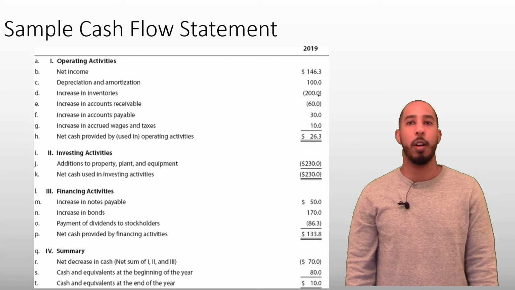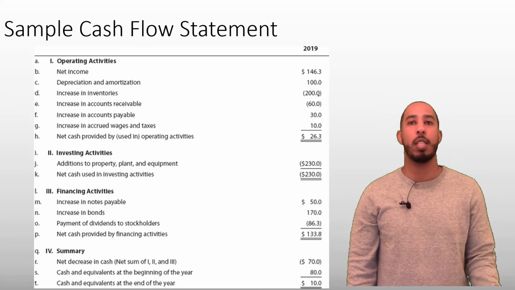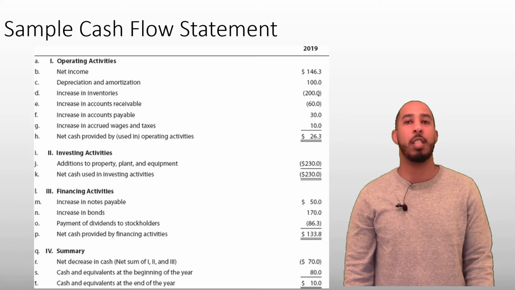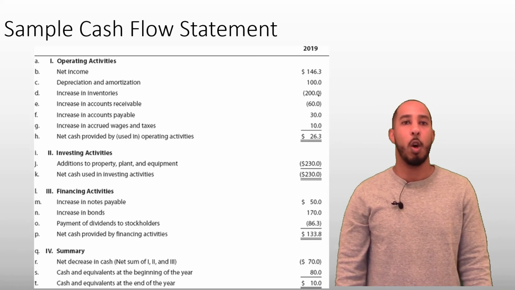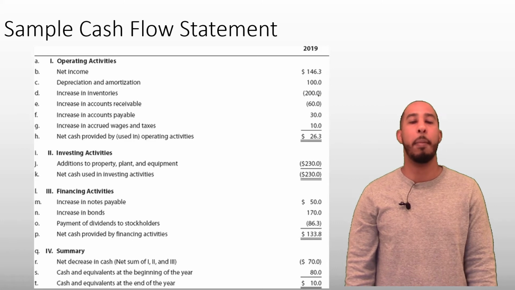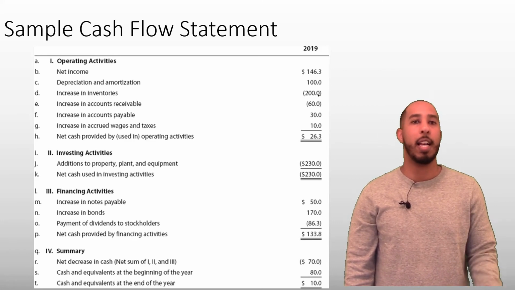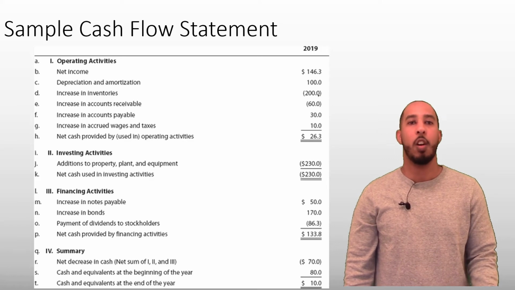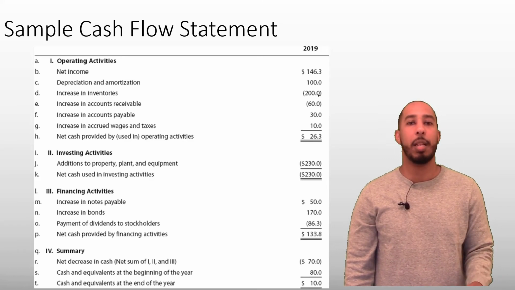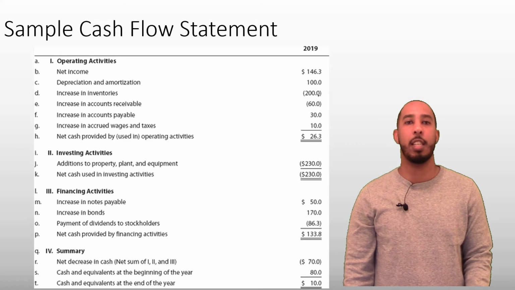Next, we have inventory. If our inventory increases over the year, that means we must have spent some cash to do that. So an increase in inventory has a negative impact on our cash. The impacts of accounts receivable, accounts payable, and accrued wages on cash are a little tricky to explain here, so I'm going to leave that for the recitation session to get into the details on those.